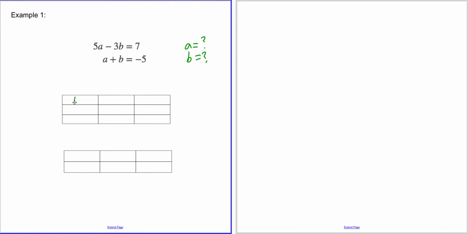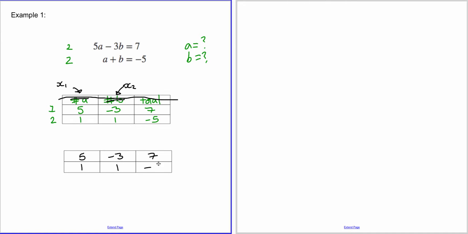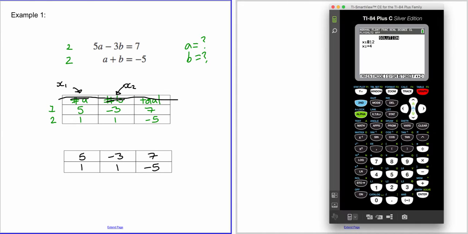So let's make a table of the values: the number of A's in the first equation, number of B's, and then the total. In the first equation there are 5 A's, -3 B's, and the total is 7. In the second equation we've got 1 A and 1 B and the total is -5. The calculator doesn't refer to any values as A and B, it simply refers to them as x1 and x2. So we don't even need to discuss the names of the unknowns. We simply need to identify that in the first equation there were 5 of the first unknown, -3 of the second, and the total was 7.